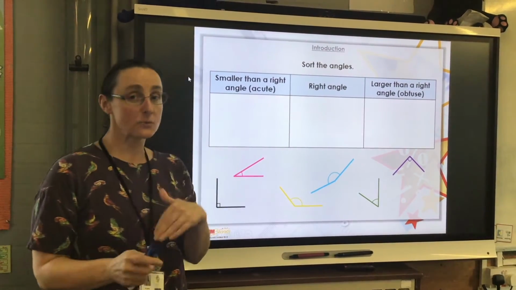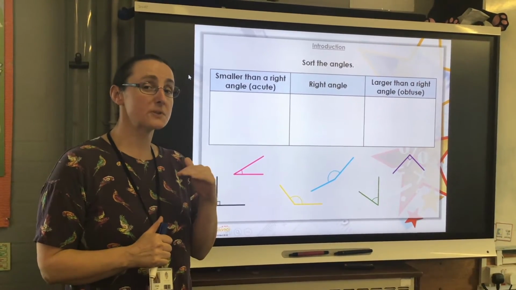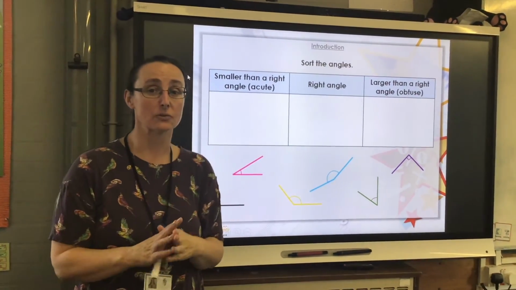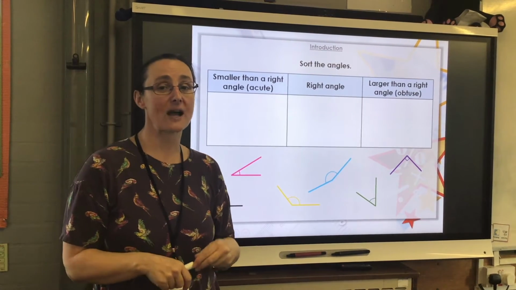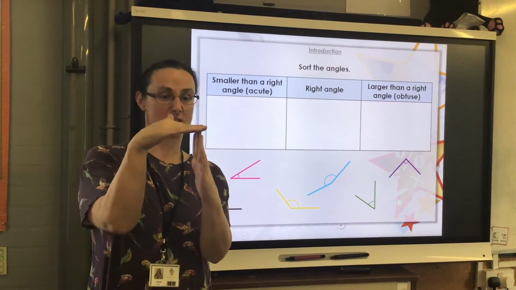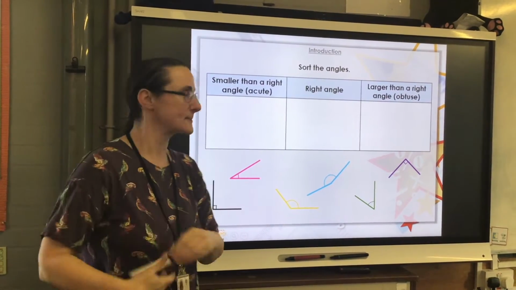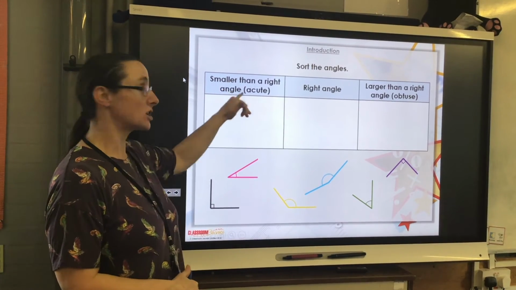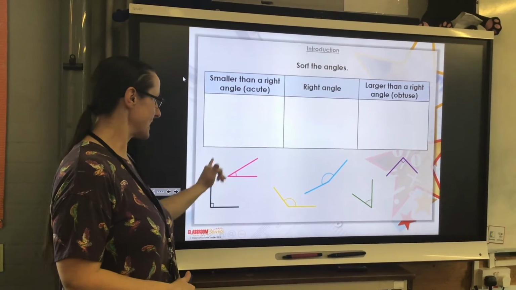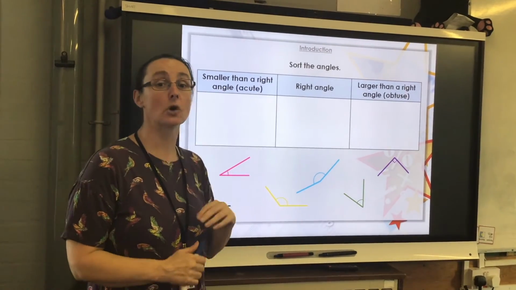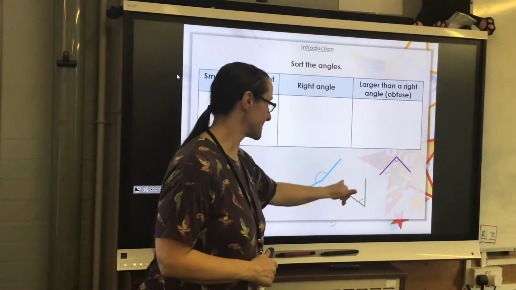So when we're doing our angles work, what we're going to be looking at is comparing the size of different angles. And we're going to be looking at whether angles are bigger or smaller than a right angle, which is like a corner, 90 degrees. The ones that are smaller than a right angle are called acute angles, like this one here. And the ones that are larger than a right angle we call obtuse angles, like this one here.